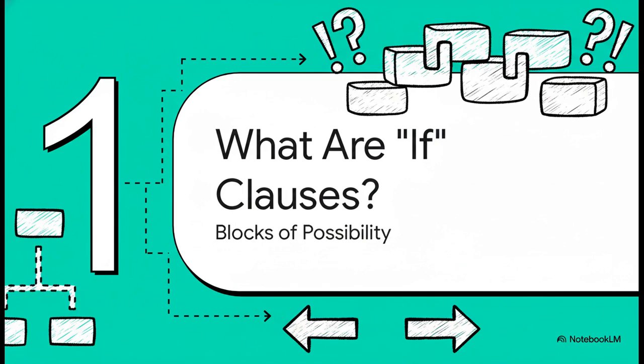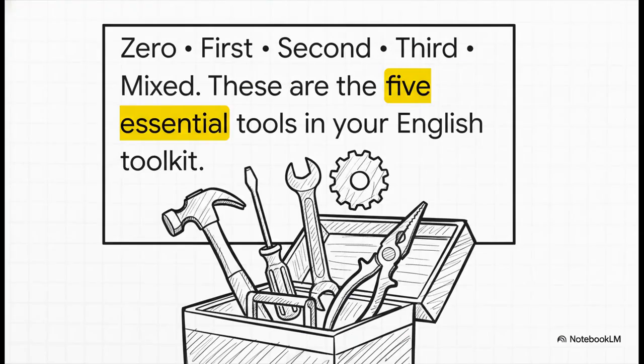So, what are we actually talking about here? Well, these conditional sentences, the if clauses, they're basically the building blocks we use in English to talk about possibilities, causes, and results. And we are going to break them all down one by one. And here they are, the whole gang: 0, first, second, third, and the mixed conditional. Seriously, think of these as 5 essential tools in your English toolkit. Once you've got a handle on them, you can express pretty much everything, from simple facts to your biggest dreams and even your deepest regrets.